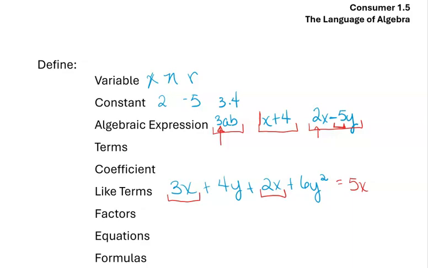Now let's look at the 4y and the 6y squared. At first you may think, okay, those are like terms, but they're not. You do have the same variable y, but this second one has an exponent of 2, whereas this first one has an understood exponent of 1. The exponents for those variables are not the same, so they are not like terms. So this simplified expression would be 5x plus 4y plus 6y squared.